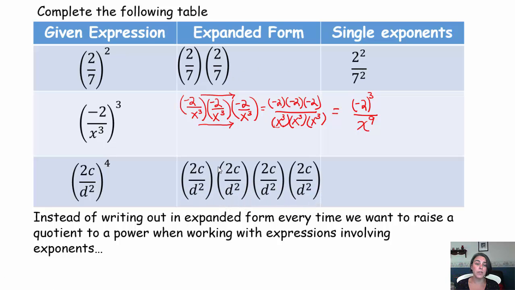Finally, in our last row there, 2c over d squared all to the 4th power means taking 2c over d squared and multiplying it by itself 4 times. So we go straight across the numerator. How many factors of 2 do we have? We have 1, 2, 3, 4 factors of 2. So that's 2 to the 4th. How many factors of c? 1, 2, 3, 4 factors of c. So that's c to the 4th all over.